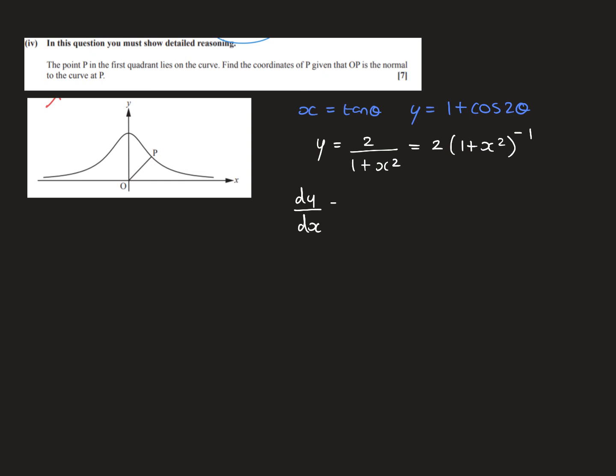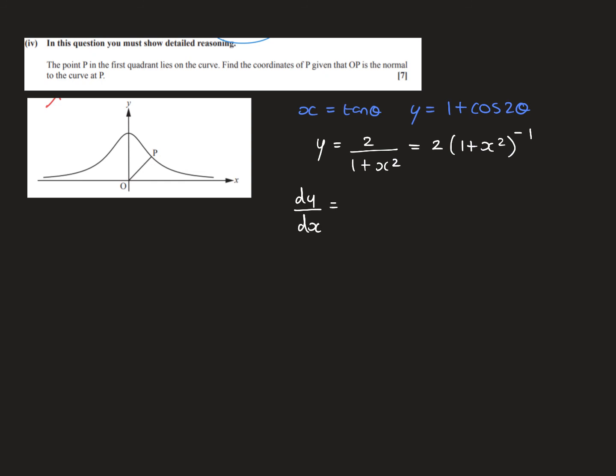So we really need to do some differentiation here. If we're talking about normals, we're talking about normal gradients, we need to know what dy by dx is. So x is equal to tan theta, y is equal to 1 plus cos 2 theta, but we also have the Cartesian equation, which we've been given for clearly some good reason, and that tells us that y is equal to 2 over 1 plus x squared. And we can differentiate this to work out dy by dx. I'm going to actually differentiate this using the chain rule, so I'm going to rewrite it in this format here. So rather than using the quotient rule, I'll use the chain rule.